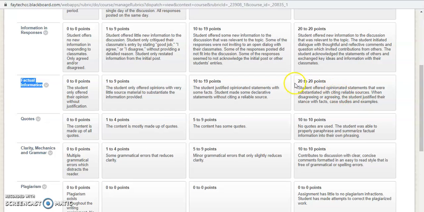So even if you're expanding the conversation, let's say you're only providing opinionated statements that you're not substantiating from anywhere else. That is not necessarily factual information. I don't mind that you provide your opinion. That's really what the responses discussion is about. Definitely provide your opinion. But remember, this is an academic discussion, and you should definitely be using some sources and back up those opinions with facts, case studies, and examples.